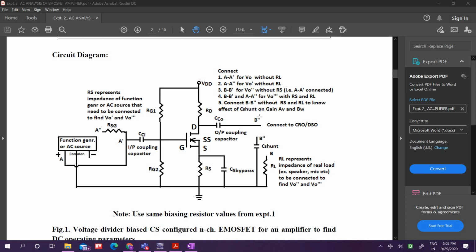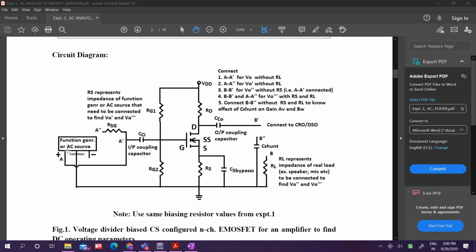So hence we can improve our output. Now first thing we'll see step by step. So we have to connect the function generator at the input side. We need to give an AC signal using the function generator, that is a sine wave. We have to choose the peak to peak value of the signal. We have taken here a 50 millivolt peak to peak value.